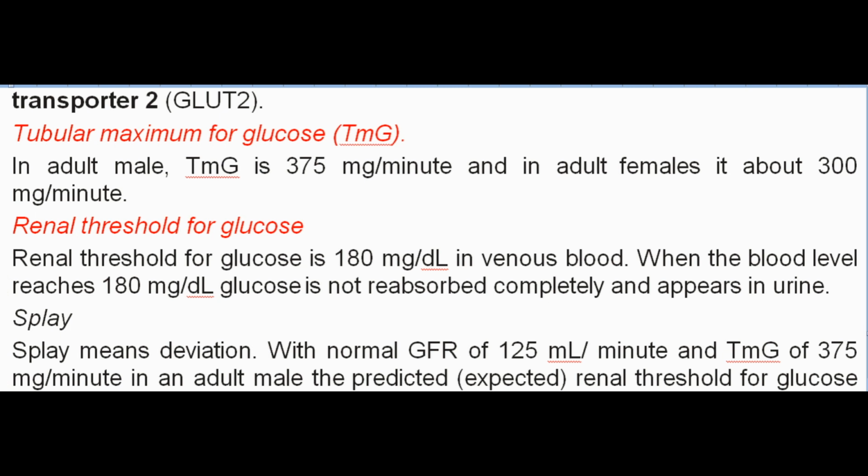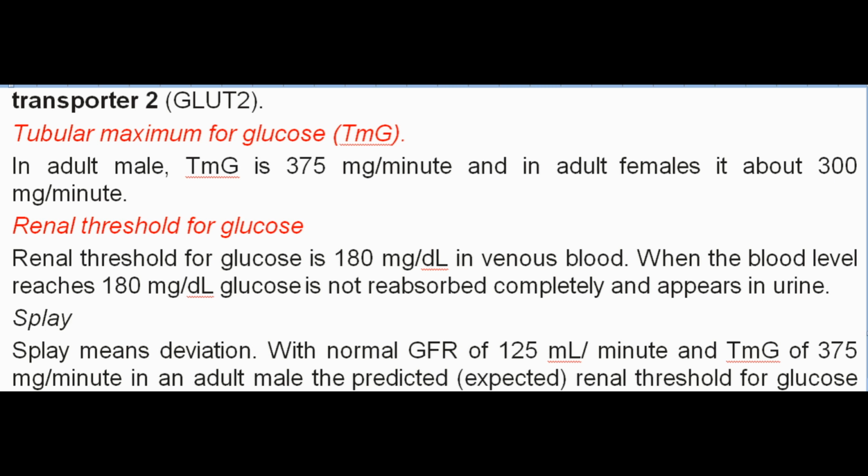Tubular maximum for glucose, TMG. In adult male, TMG is 375 mg/minute and in adult females about 300 mg/minute. Renal threshold for glucose. Renal threshold for glucose is 180 mg/dl in venous blood. When the blood level reaches 180 mg/dl, glucose is not reabsorbed completely and appears in urine.